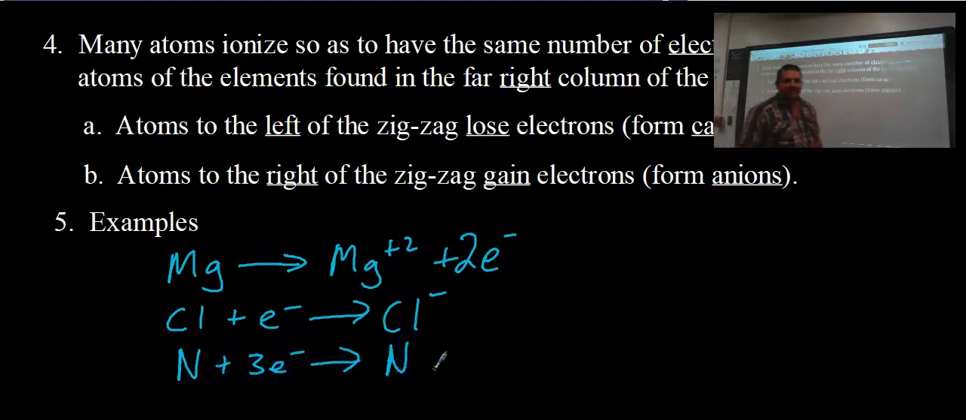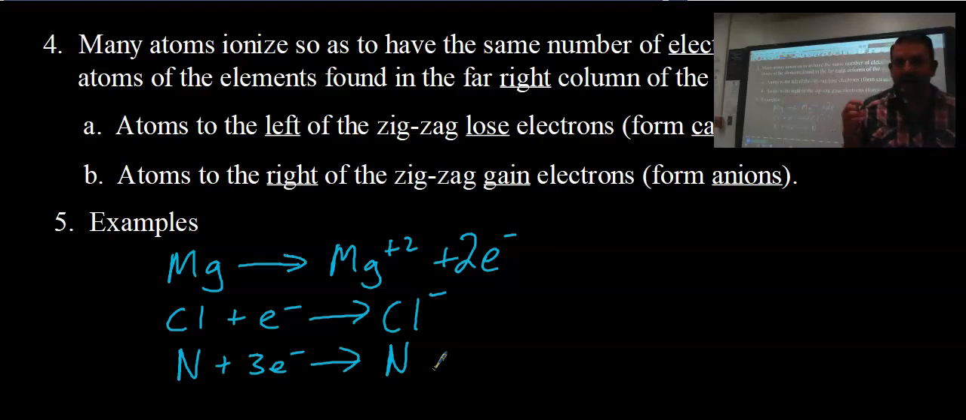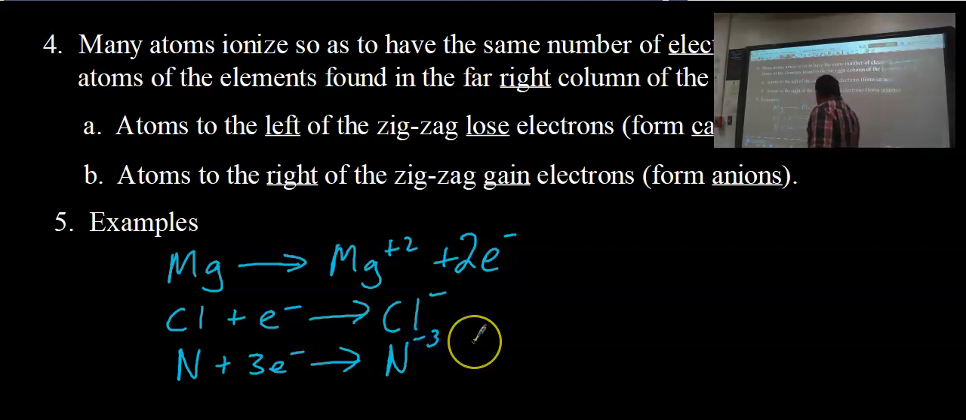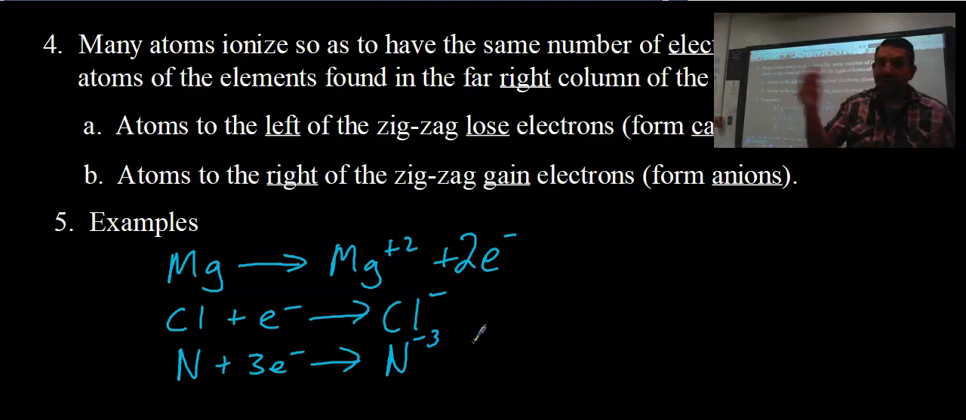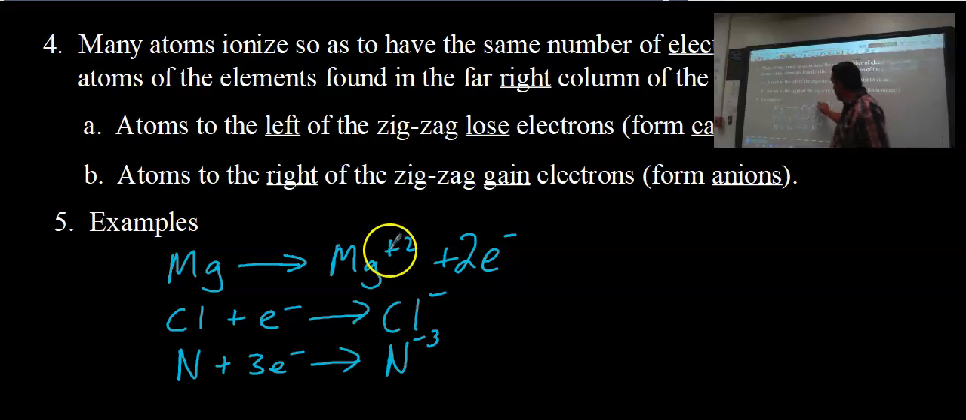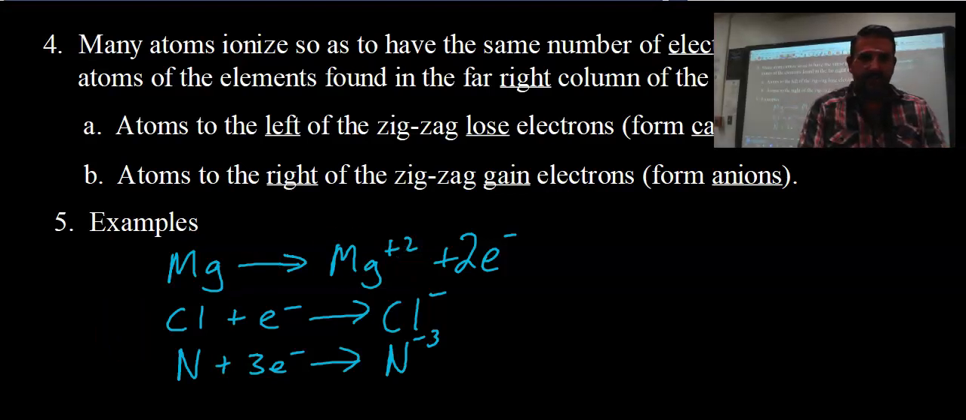If nitrogen gains 3 electrons, the ion that forms will have how many protons? Still nitrogen's 7. How many electrons? 10, like neon. 7 positives, 10 negatives for a net charge of -3. You can write -3 or 3 minus. Same thing up here. You can write +2 or 2 plus. Either way is perfectly fine.